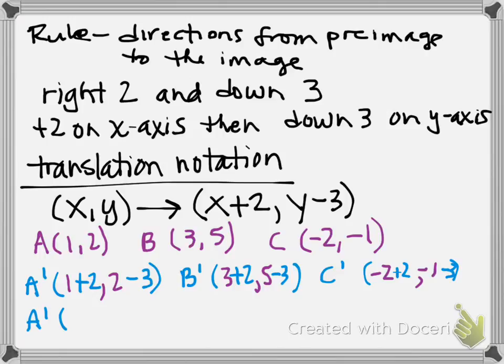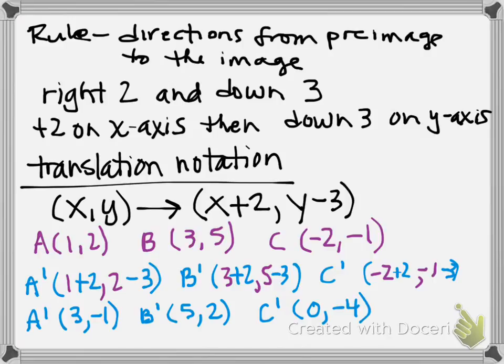So where I end up with, A prime is at 1 plus 2 is 3, 2 take away 3 is -1. B prime, 3 plus 2 is 5, 5 take away 3 is 2. C prime, -2 plus 2 is 0, -1 take away 3 is -4. So I don't need to draw the picture of it. I can simply just apply the rule mathematically and come up with it.